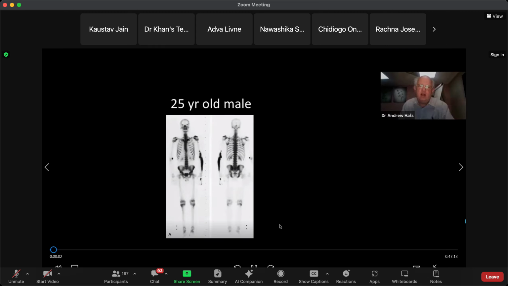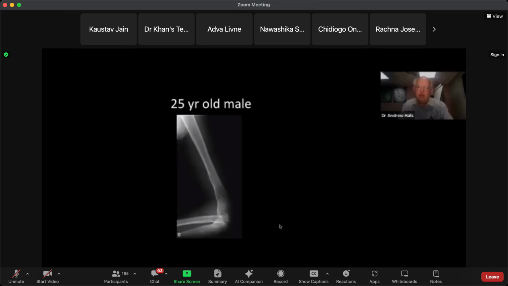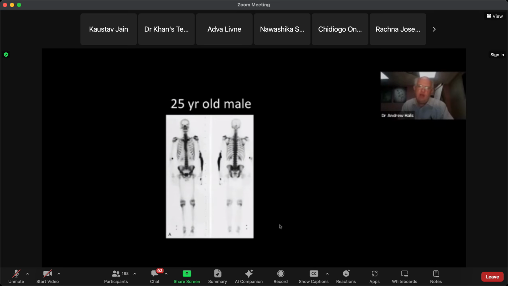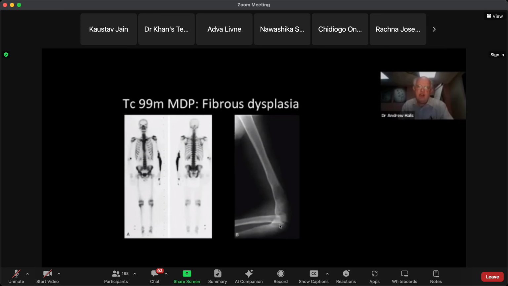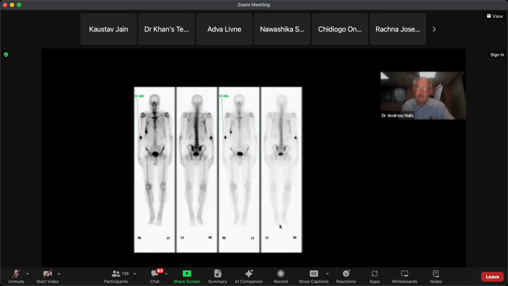This is another example, a 25-year-old with greatly increased uptake in the left arm, and there's a plain film showing fibrous dysplasia. So when you think about comparison of Paget's disease and fibrous dysplasia, it can be difficult. Of course, Paget's disease, on the whole, tends to involve older people and will involve a whole bone, whereas fibrous dysplasia may involve several bones quite often, but it doesn't have to start at one end and progress to the other. It doesn't have to involve the whole bone.